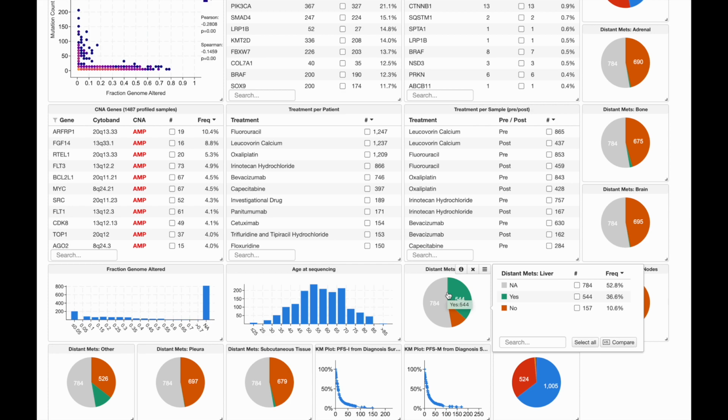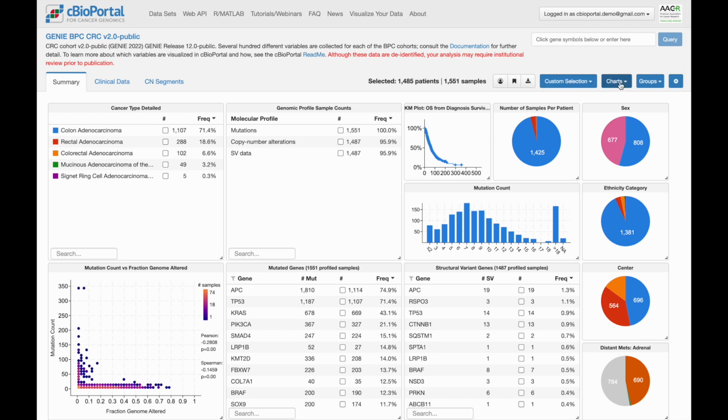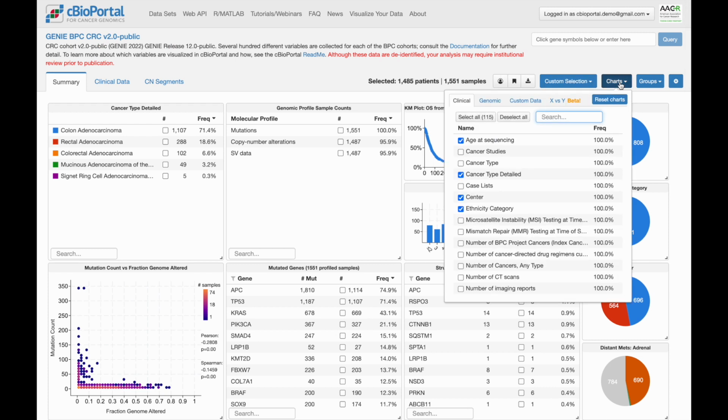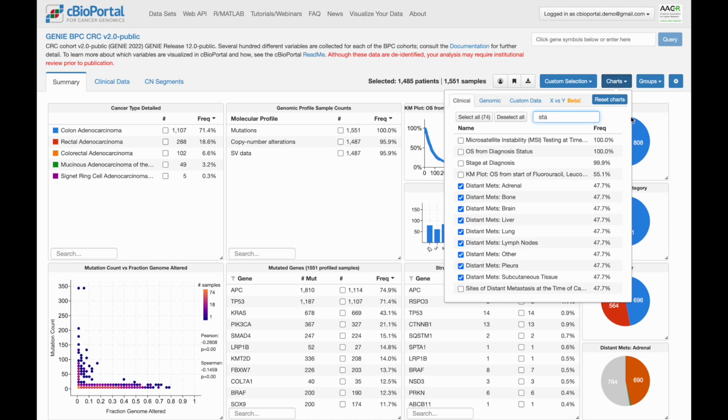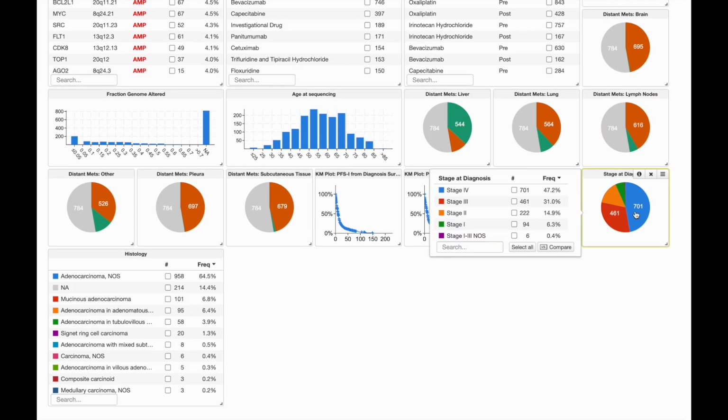But you might notice we don't have a visible chart for stage at diagnosis. By default, cBioPortal only shows you a subset of the available data, but all of the data is available in this charts menu. So we can select stage at diagnosis. It's going to add as a pie chart down at the bottom of the page, and now we can see 47% of this cohort was diagnosed at stage 4.